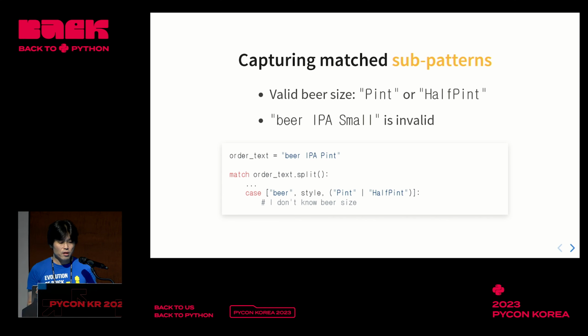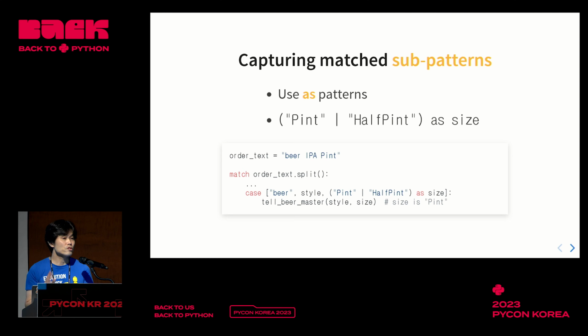But I don't know the beer size, pint or half pint, which size? In this case, use the as pattern. If I write as size after pint, half pint, the beer size is assigned to the size variable. This is the as pattern. Then I can know the beer size.